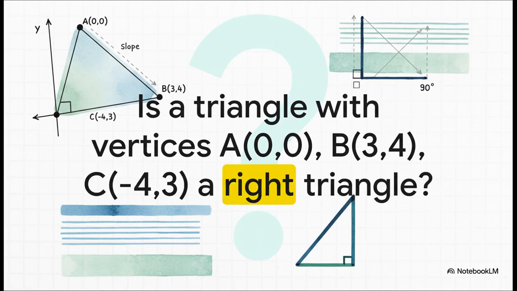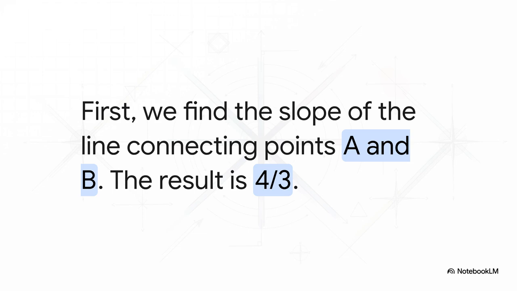To figure that out, we need to know if any of its corners form a perfect 90-degree angle. And how do we do that? You guessed it, we check the slopes. So our mission is to see if any 2 sides of this triangle are perpendicular. Let's start with the corner at point A.